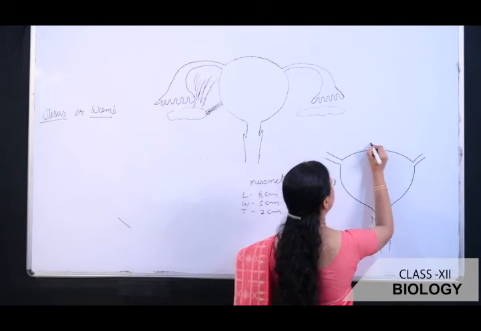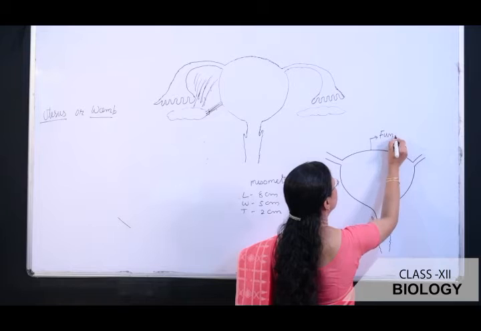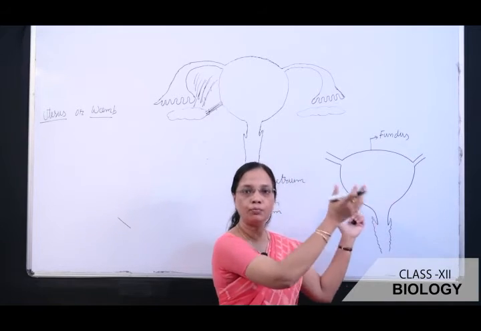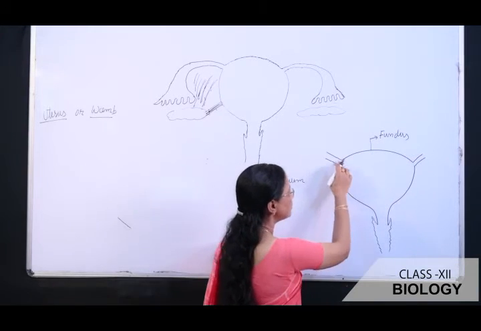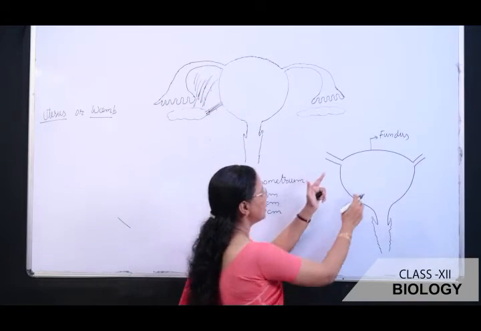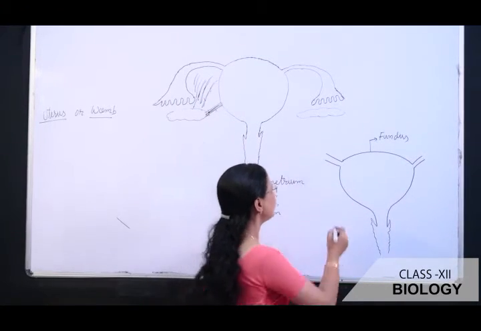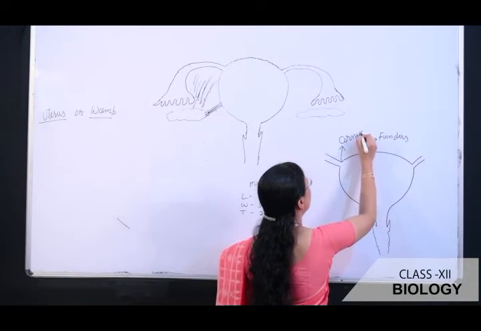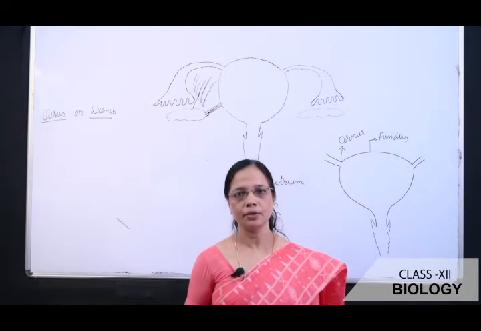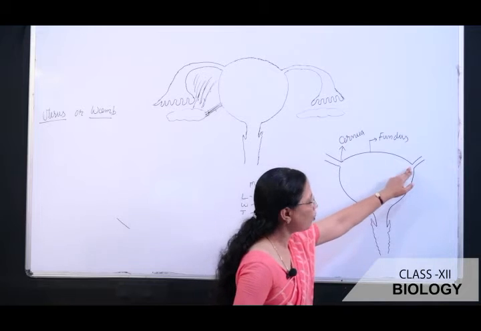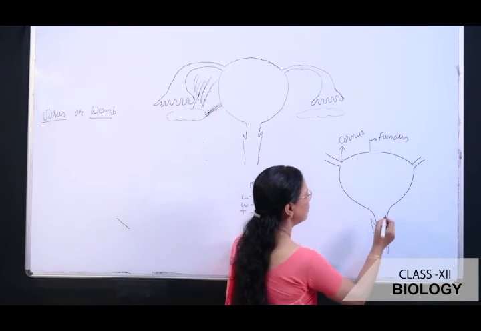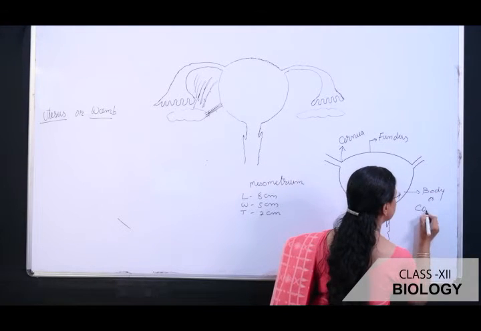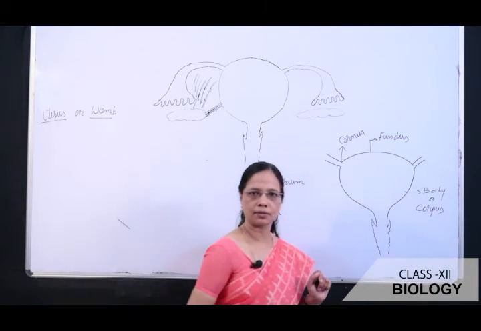Now we'll see the different parts of this uterus. This region is said to be the fundus. It is a dome-shaped structure. Here it receives the fallopian tube. This region is known as cornua. It is the corner of the uterus. Here the fallopian tube opens, and this is the body of the uterus, otherwise known as corpus.